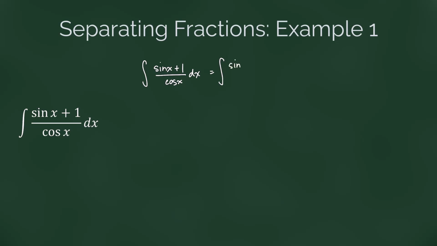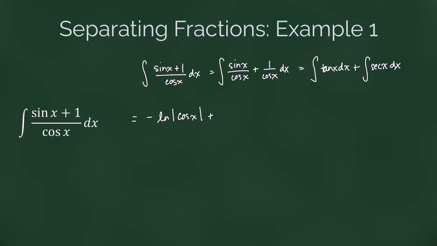However, we can split this up. We can rewrite it as the antiderivative of sine x over cosine x plus 1 over cosine x dx. That can then be split into two integrals. The first is the antiderivative of tangent x dx. The second is the antiderivative of secant x dx. Tangent, we did earlier using substitution, so we know that one is the negative natural log of the absolute value of cosine of x.